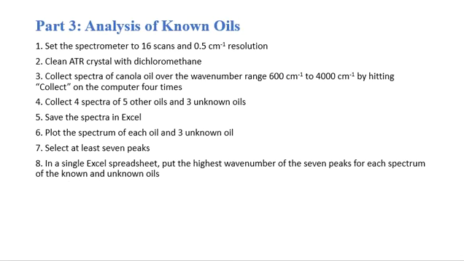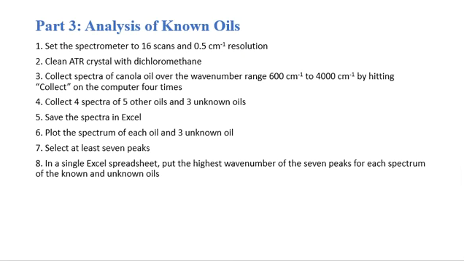To do this, you need to set the spectrometer to 16 scans and 0.5 resolution, and then you clean the FTIR crystal with dichloromethane, and then you put canola oil on the FTIR crystal and hit collect on the computer 4 times to collect four absorbance spectra of the canola oil, and then you repeat the steps above for the 5 remaining oils and 3 unknown oils to collect spectra of the 5 other oils and 3 unknown oils.